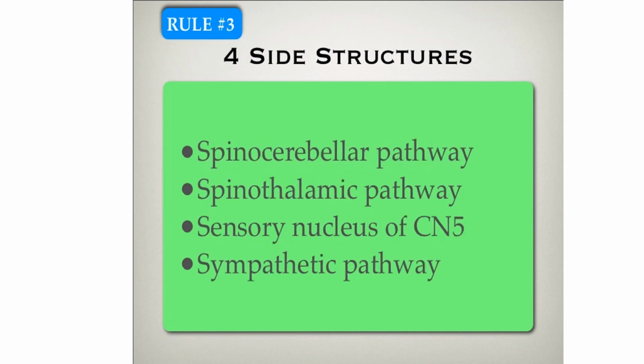4 side structures that start with S are spinocerebellar, spinothalamic, sensory nucleus of 5, so trigeminal, so sensory for face, remember. And then we see the sympathetic pathways, sympathetics, so that's where that Horner's deficit shows up, remember. Horner's can show up for a multitude of reasons.